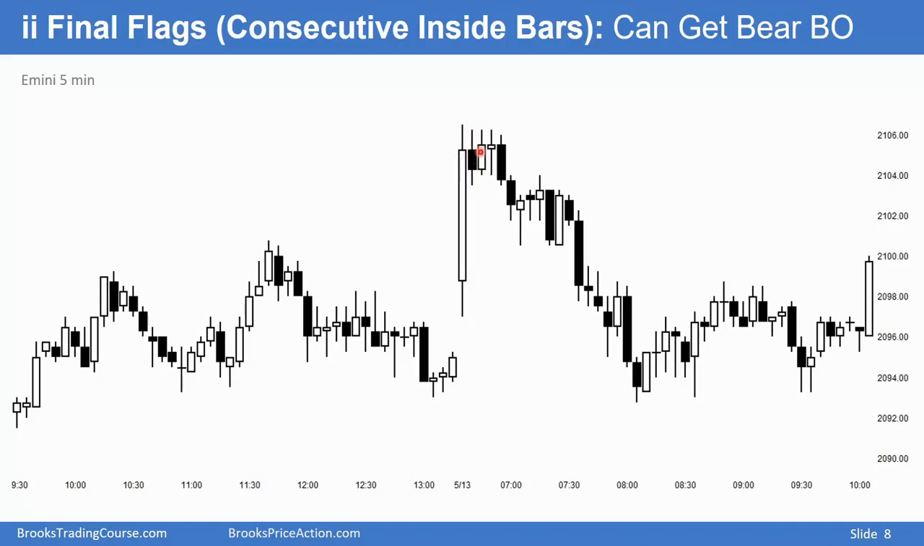This is an II pattern, inside, inside, II, consecutive inside bars. When it occurs late in a trend, it can lead to a reversal. Sometimes you'll get a bull breakout and then a reversal. Other times you simply get the reversal.